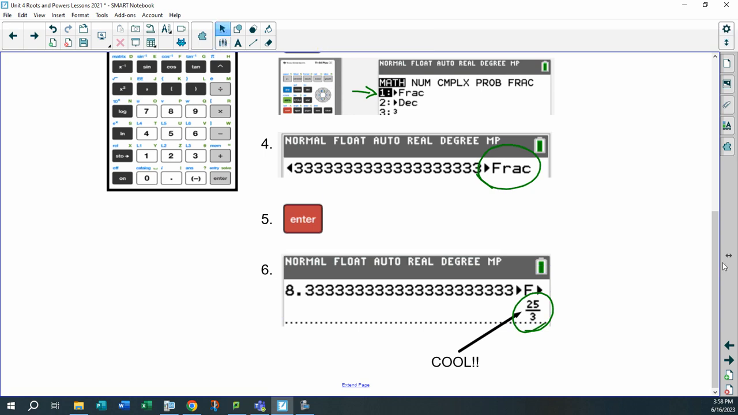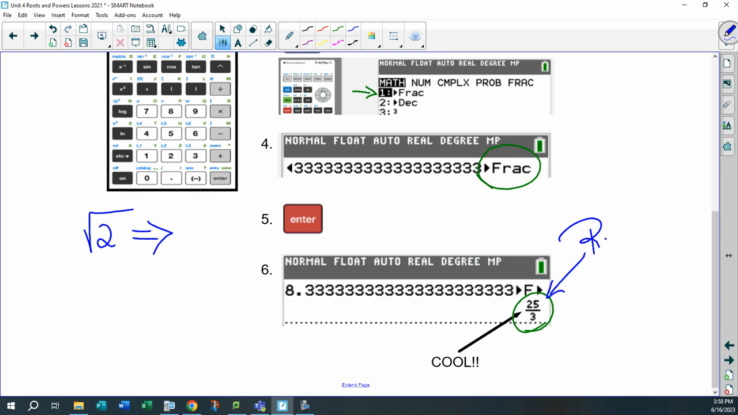So let's go back then and talk about this idea of root 2 not being able to become a fraction, which makes it irrational. So obviously 8.333, since you can make it into a fraction, is, of course, rational. Okay? Now, let's go back to this idea of root 2 then. You ready for this? Okay, here we go.